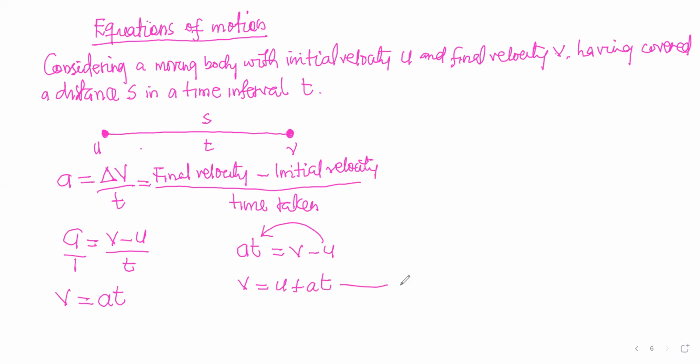This, ladies and gentlemen, is the first equation of motion, where v is the final velocity, u is the initial velocity, a is the acceleration, and t is the time.